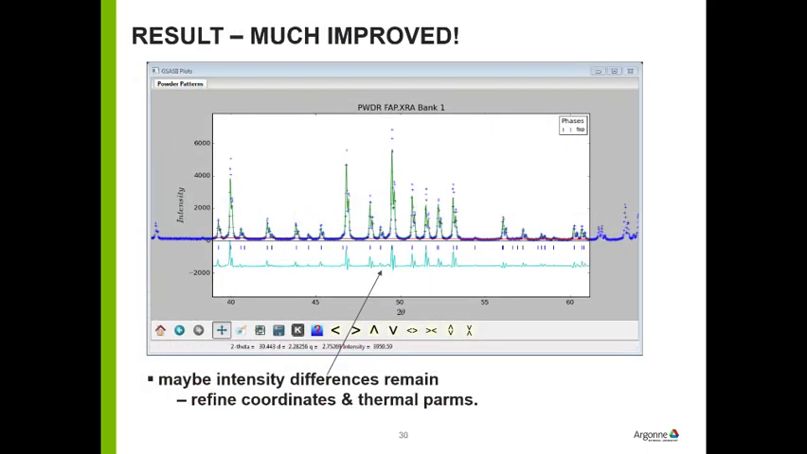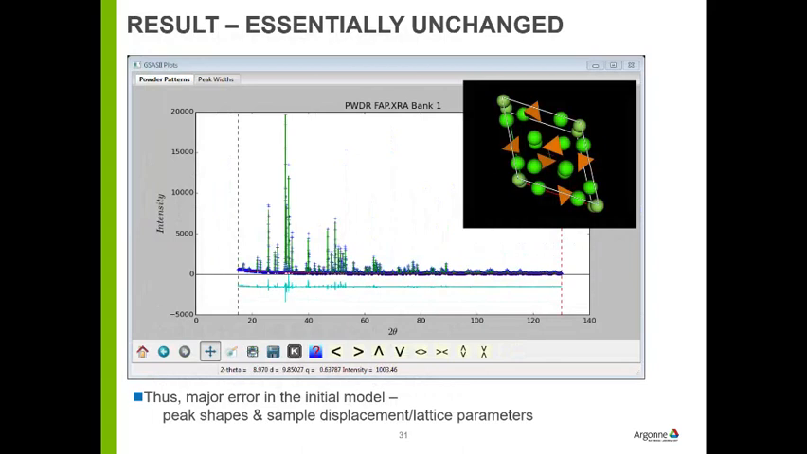Okay, well, there's an immediate improvement when you did that. Here's the difference curve, and the dominant thing here is wrong intensity. So the obvious thing to do is to refine the coordinates and the temperature factors. And sure enough, it pretty much flattens out, but there is still a lot of stuff left. There's always stuff left in a Rietveld refinement.